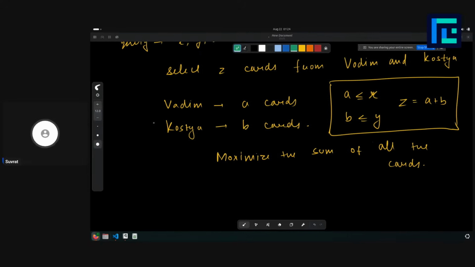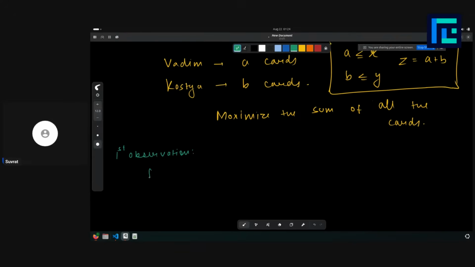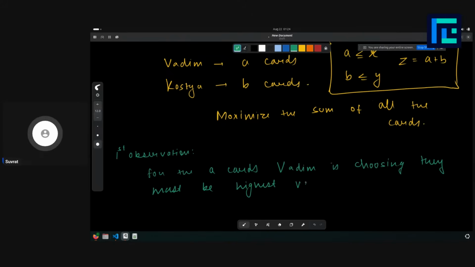So first observation: for the A cards Vadim is choosing, they must be the highest value cards.